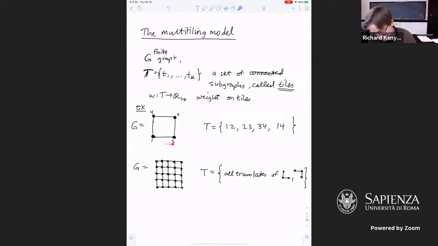Here are some simple examples. The graph is just a cycle, and my tiles are just pairs of vertices. So this could be one tiling of the graph, all right?